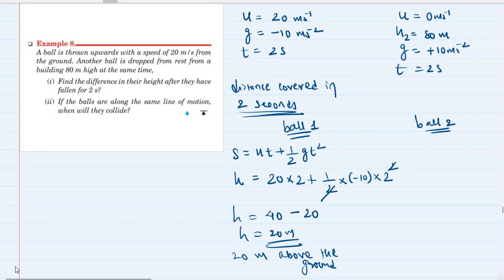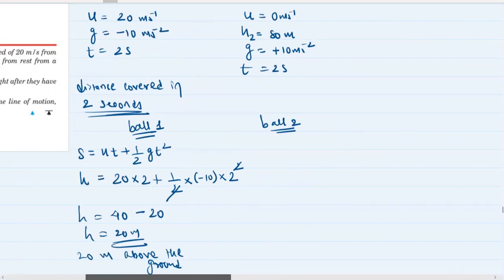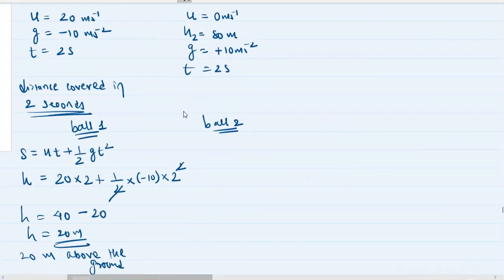What about the ball 2? For the ball 2, it is being dropped down from a height. From what height it is being dropped does not matter actually. We just have to find how much distance it covers in 2 seconds. So first we'll find out how much distance it covers.